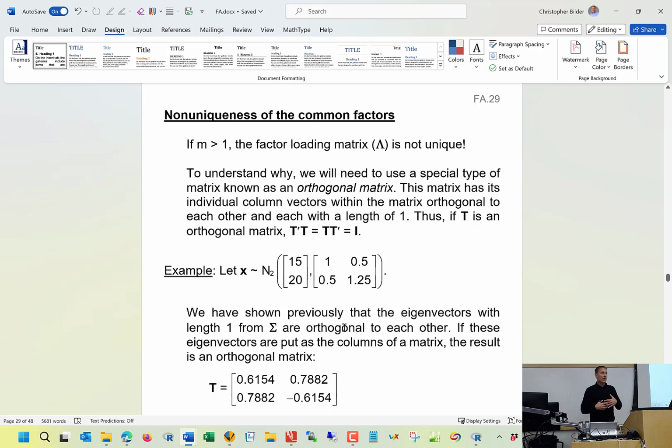So, as you will see for project number 2, you're going to need to apply factor analysis to the data that you used for project number 1. And one of the questions will be, how many common factors are needed? So you're going to need to do some hypothesis tests and look at the residuals to make that judgment.